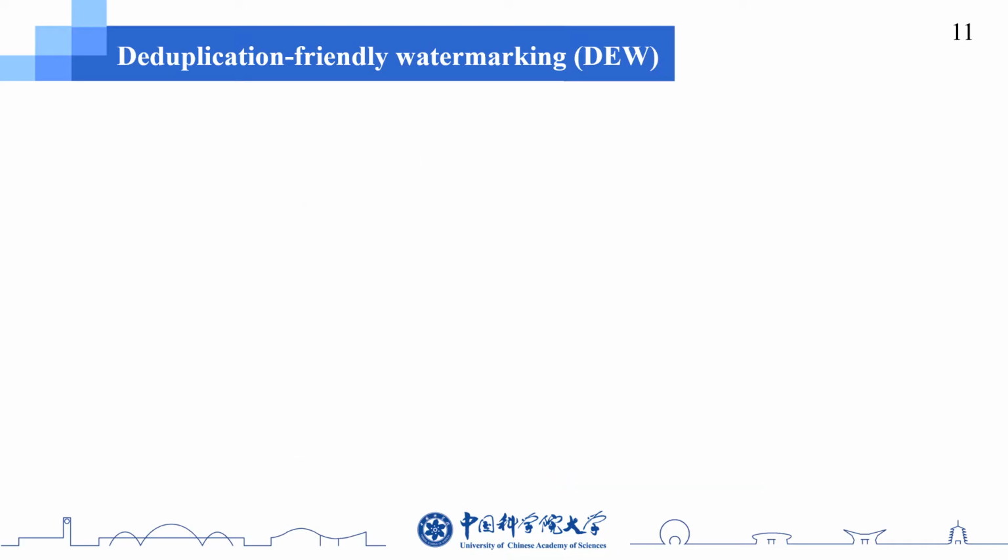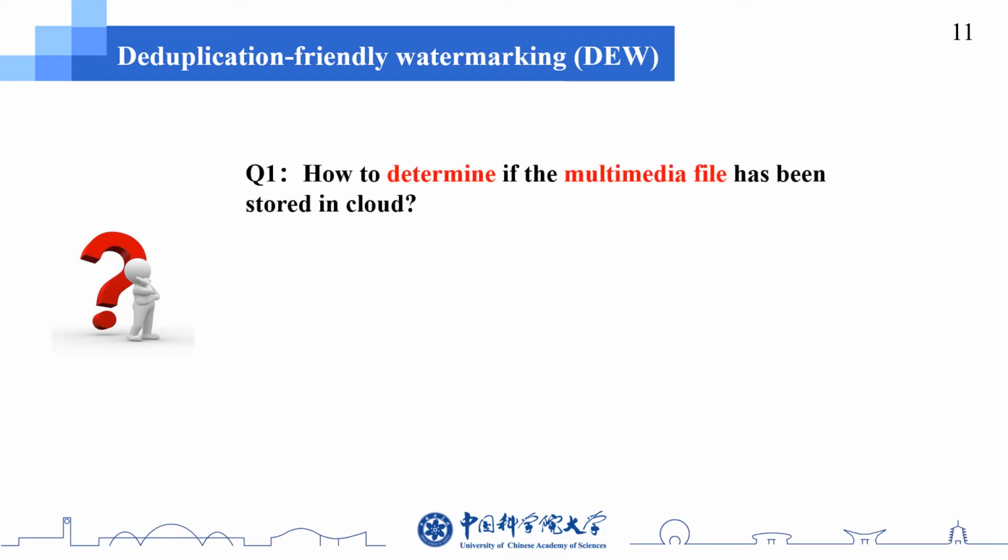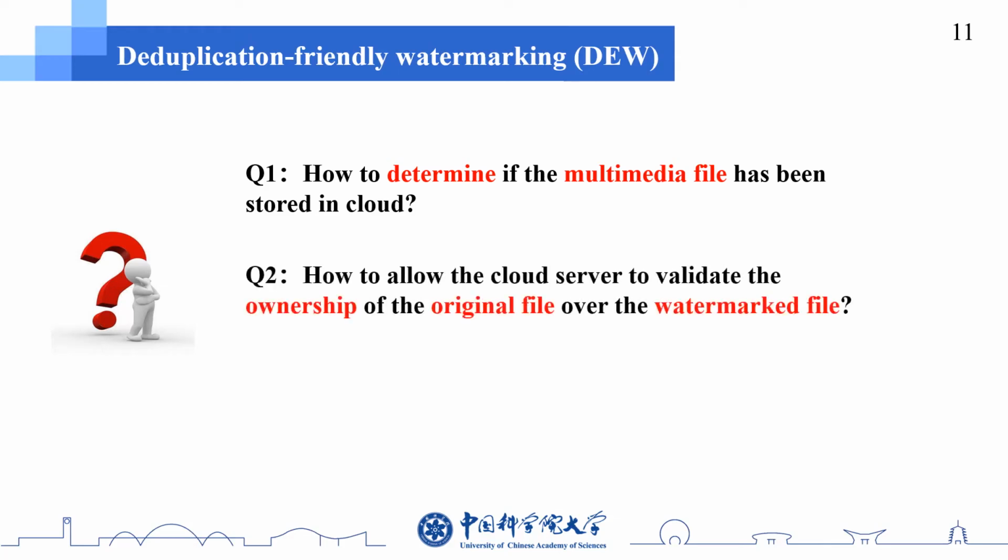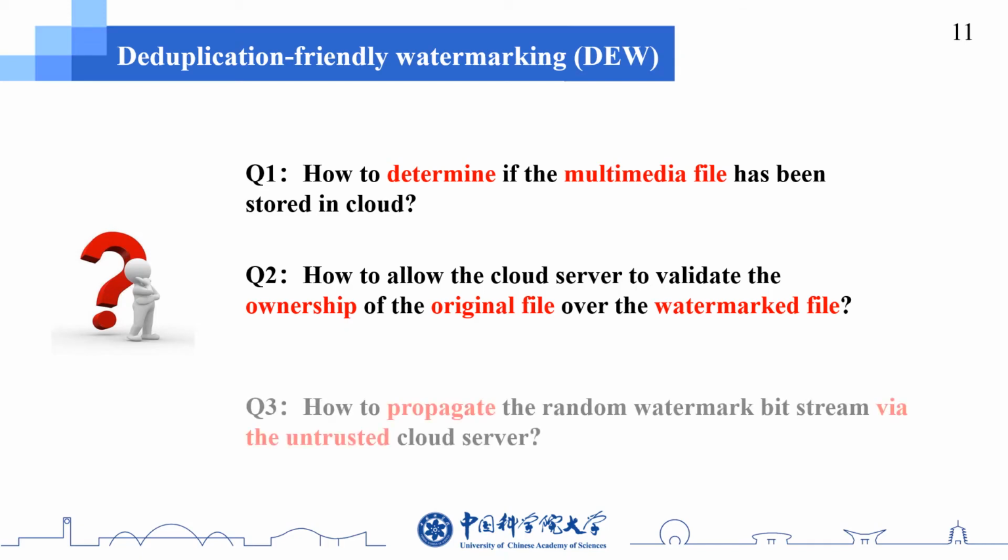To enable the client-side deduplication, the mentioned solution is still faced with the following issues. First, how to determine if the multimedia file has been stored in cloud. Second, how to allow the cloud server to validate ownership of the original file over the watermarked file. And third, how to propagate the random watermark bit string via the untrusted cloud server.